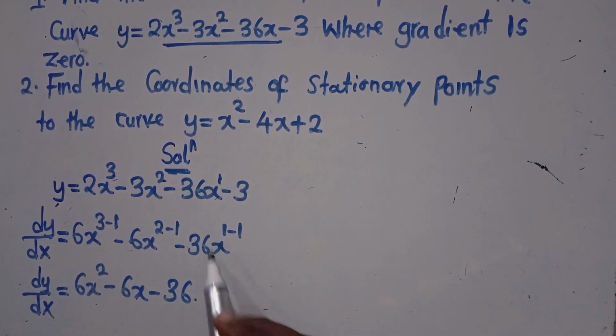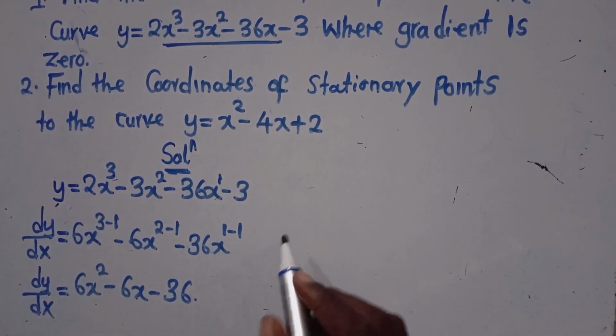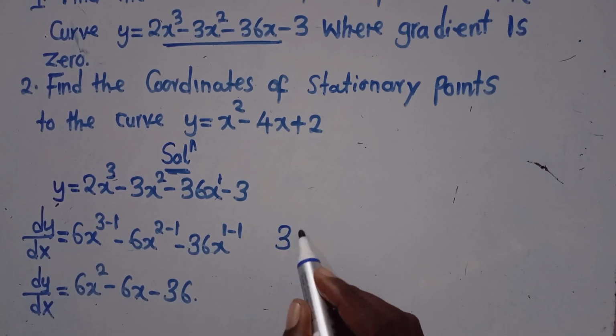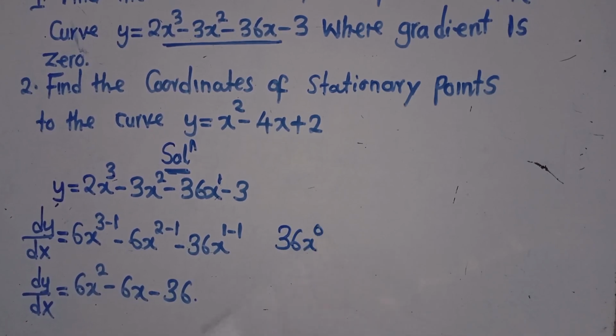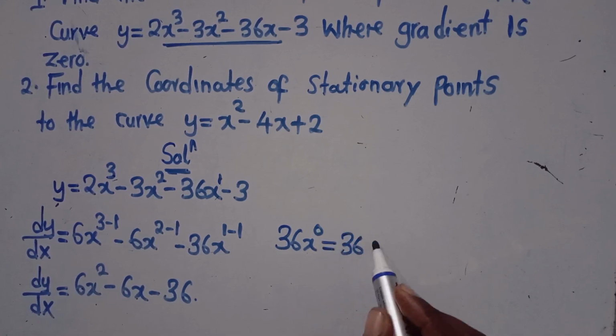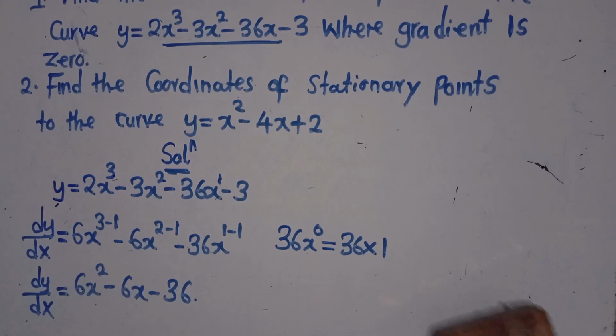How did I know that here I'm going to have a 36? Where has the x gone to? So you are going to have 36x to the power 0. You know that any number raised to the power 0 is equal to 1. So this is just the same as 36 multiplied by 1. We get a 36 that is here. These are the procedures that we are doing.